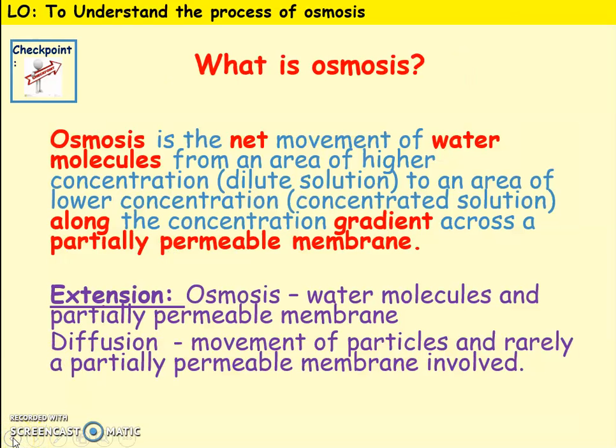So, here's your answers. Osmosis is the net movement of water molecules from an area of high concentration to an area of low concentration along the concentration gradient across a partially permeable membrane. And your extensions there too.